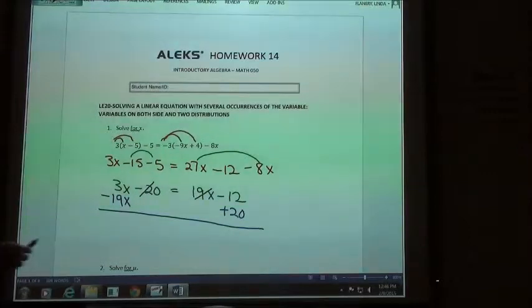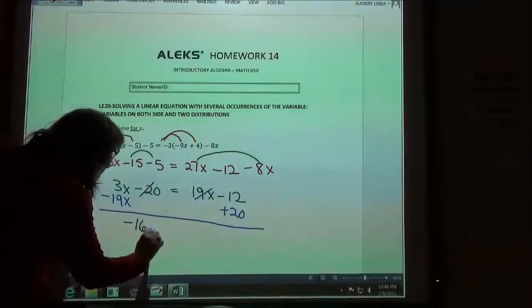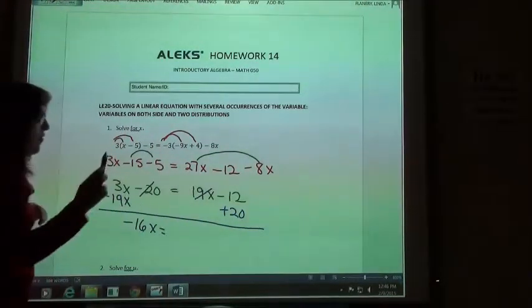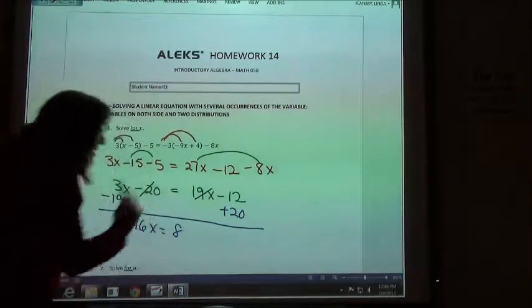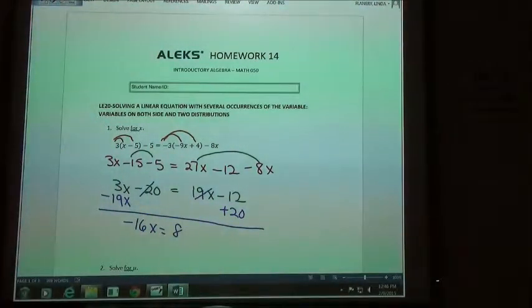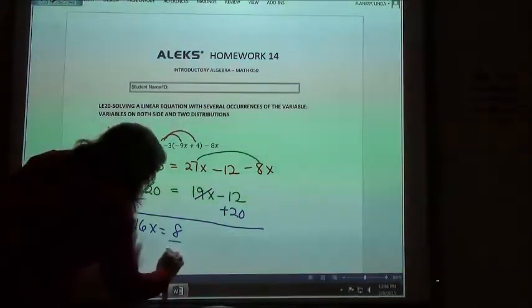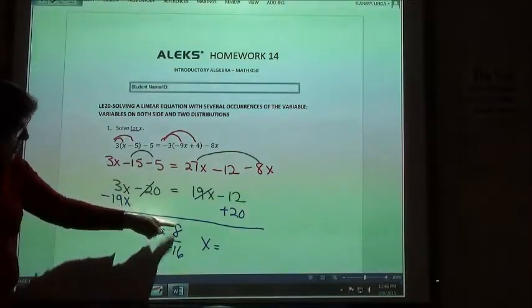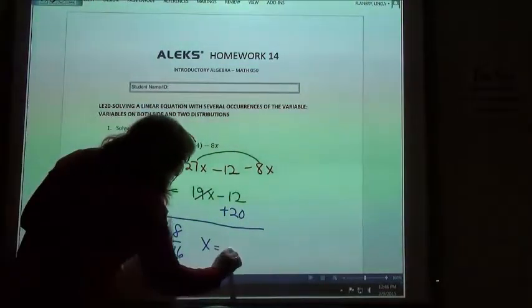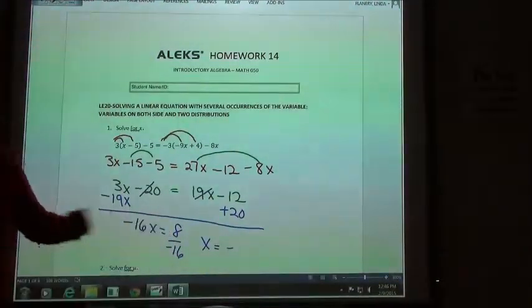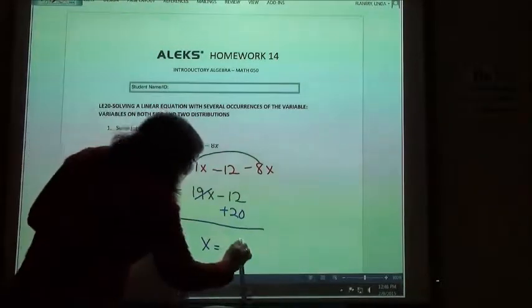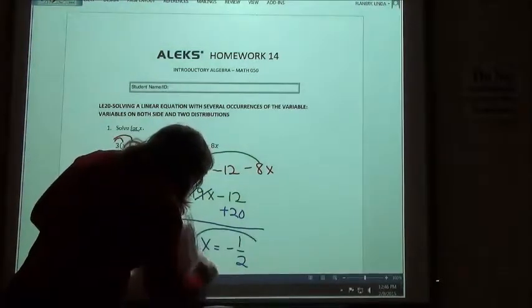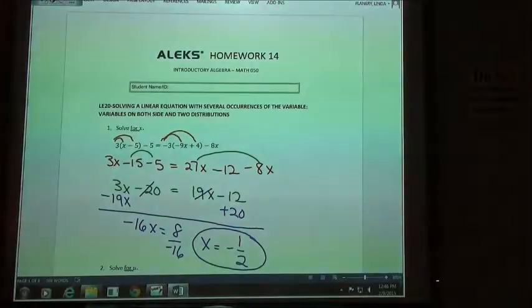3 minus 19 would give me negative 16x. Negative 12 plus 20 would be positive 8. Our last step, dividing by that negative 16 that's in front of our x, and simplifying our fraction. We get a positive over a negative, so we know our fraction's negative. 8/16 would reduce down to 1/2. So x is equal to a negative 1/2.